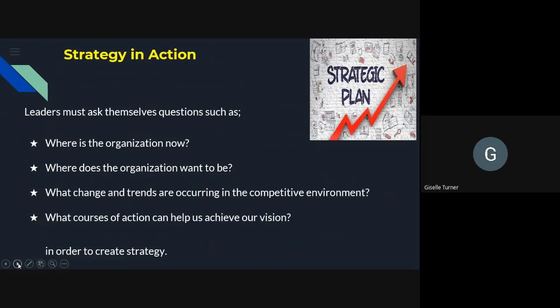So, in order for that to happen, leaders have to ask themselves some questions, which are: where is the organization now? Where does the organization want to be? What changes and trends are occurring in the competitive environment? What courses of action can help us to achieve our vision? Next slide, please.